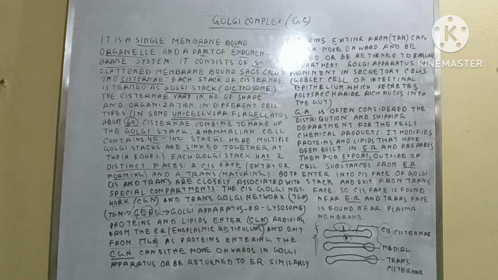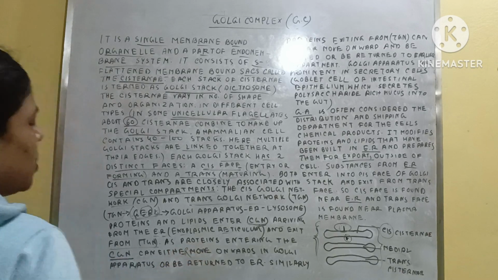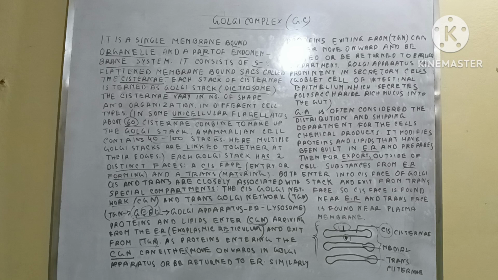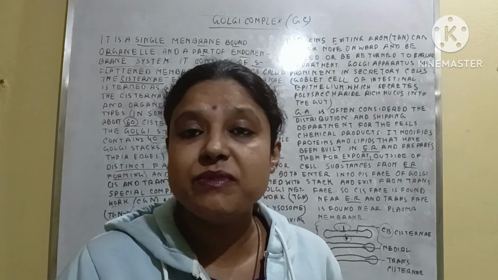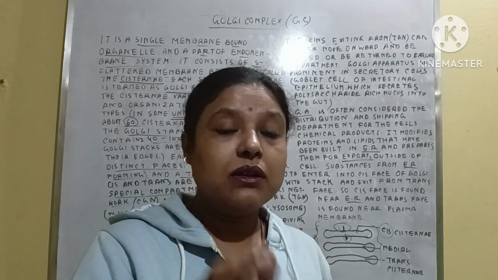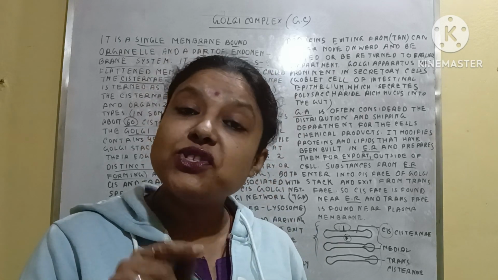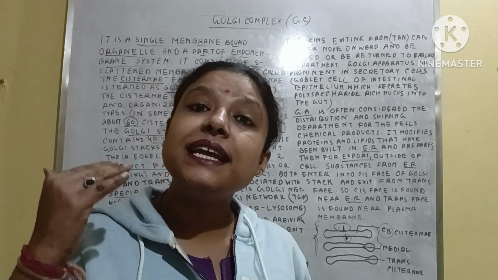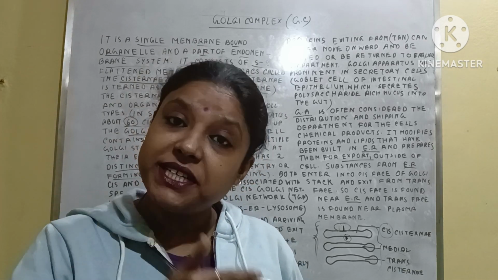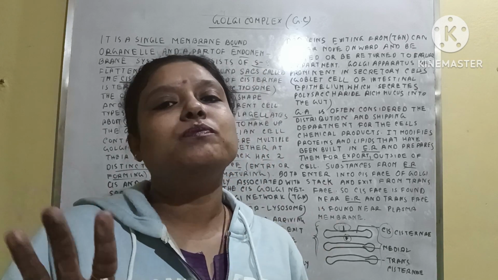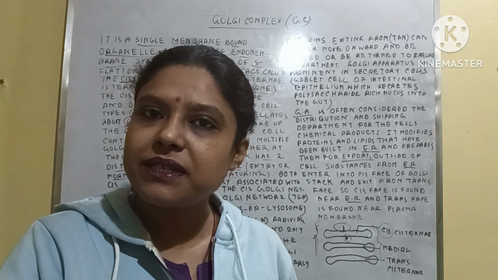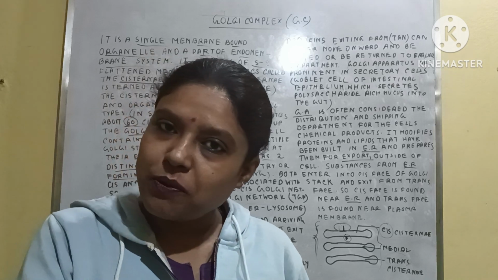Proteins entering the CGN can either move onwards in the Golgi apparatus or be returned to the ER. So what is being said here? Any protein particles coming from the endoplasmic reticulum either enter the Golgi apparatus through the CGN, or be returned to the endoplasmic reticulum. Okay, not remaining in any other part of the cell. Either it enters the Golgi apparatus or it returns back to the endoplasmic reticulum.